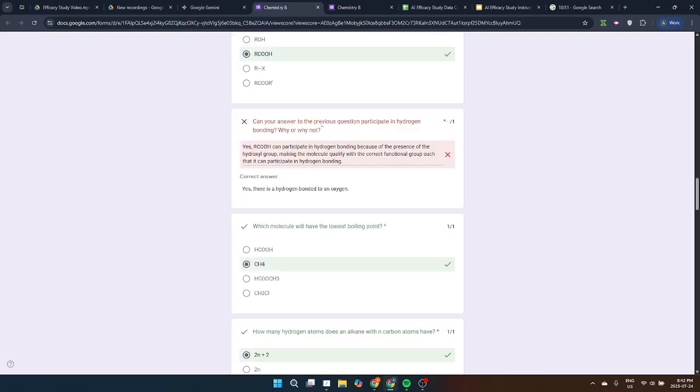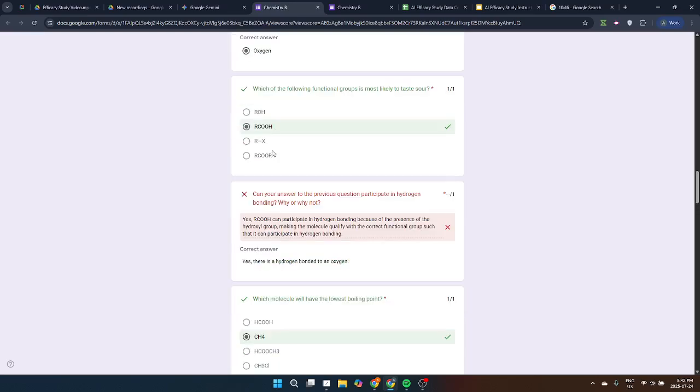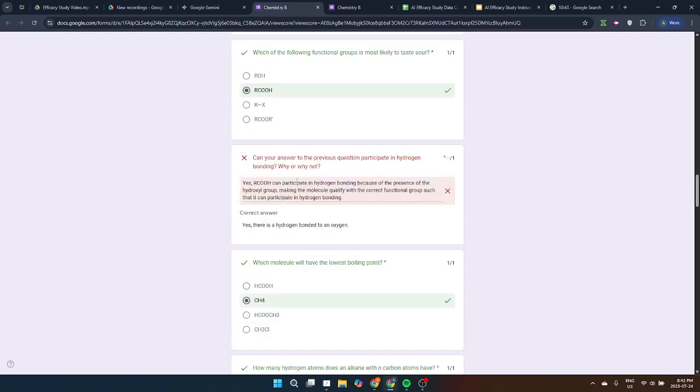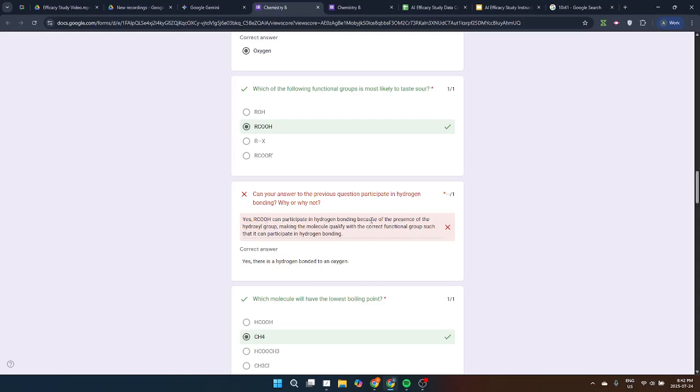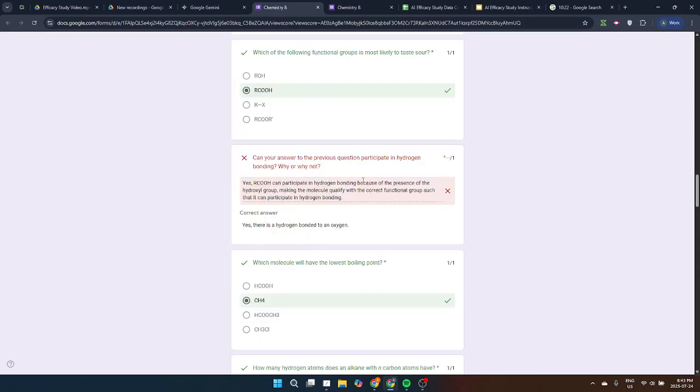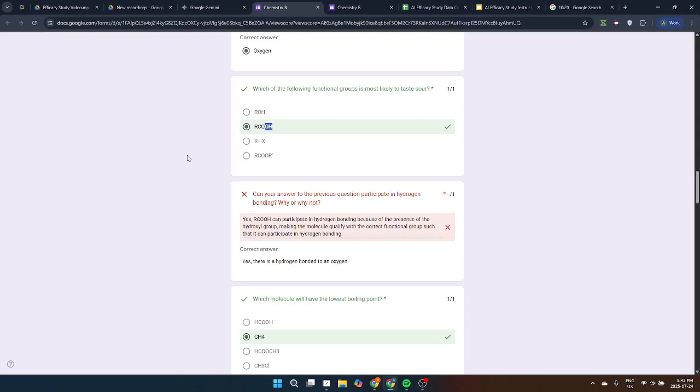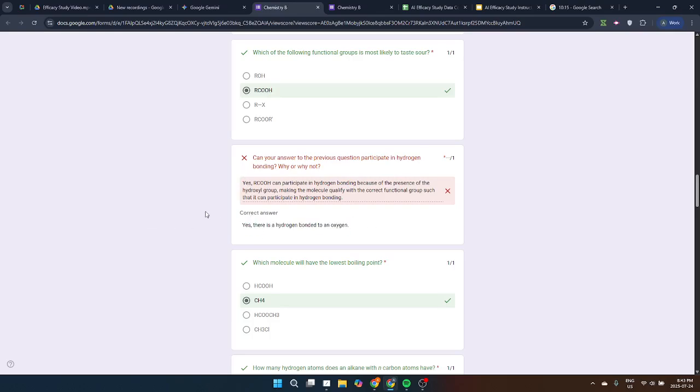And then for this written response: can your answer to the previous question participate in hydrogen bonding? I put yes, it can because of the OH group, because in the presence of the hydroxyl group, the molecule has the correct functional group such that it can participate. Maybe I shouldn't have added this section at the end, but overall, I answered that because of the OH group, it qualifies for hydrogen bonding, and it seems to align with the answer here.